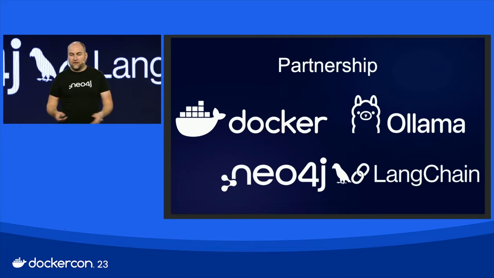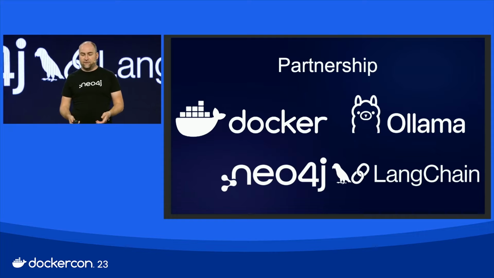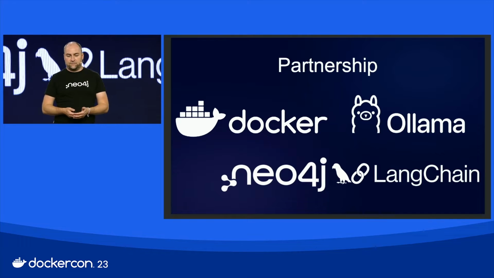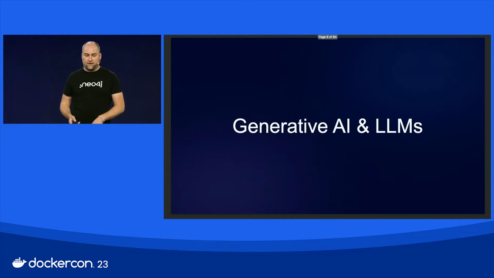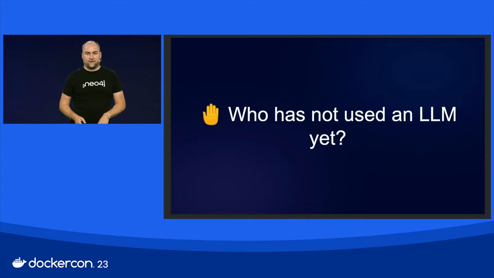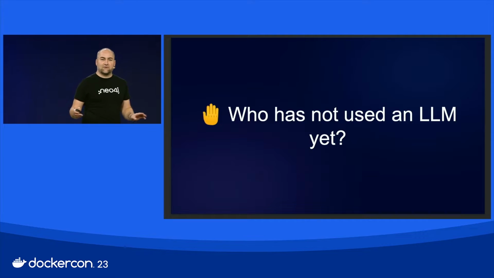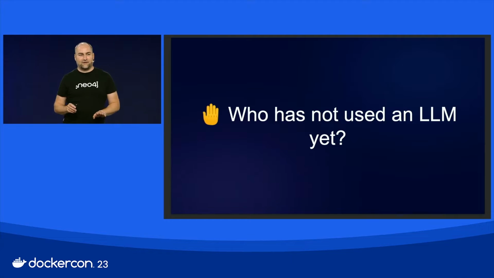OK, so this whole GenAI Stack initiative has 4 partners. It's LangChain, Neo4j, all orchestrated by Docker and Ollama for the local LLMs as such. Just to give you some background, let's talk about LLMs and GenAI in general. Who has not yet used an LLM of you? One? OK, so probably most of you have used ChatGPT in some form or another.